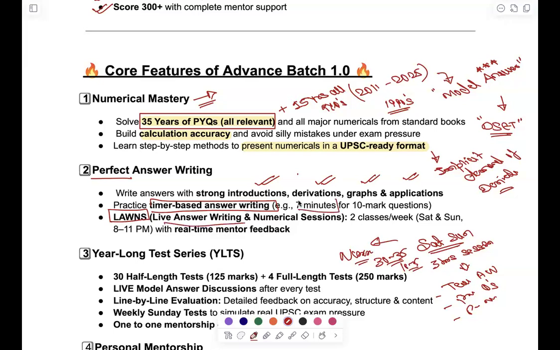I will be giving you 7 minutes for a 10 marker question. You will write it and you will send it. It is not just writing plus review. You will write the answer and send it to my WhatsApp. I will review it and give you audio feedback. So apart from the year-long test series, apart from the test series, this is what you're getting, real-time feedback, right?